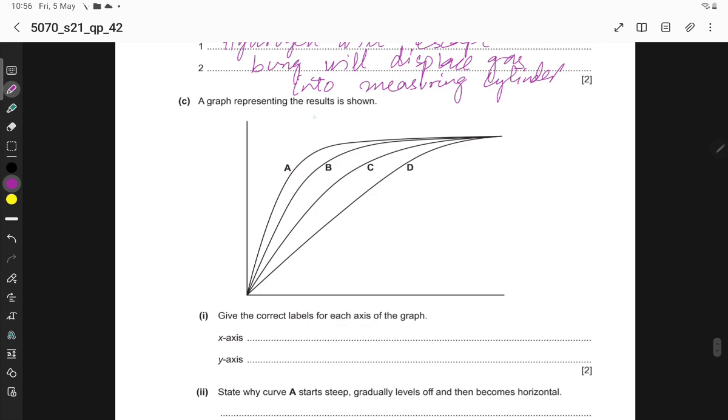A graph representing the results is shown. Give the correct labels for each axis of the graph. On the x-axis, the time, while along the y-axis, volume measured in cm³.